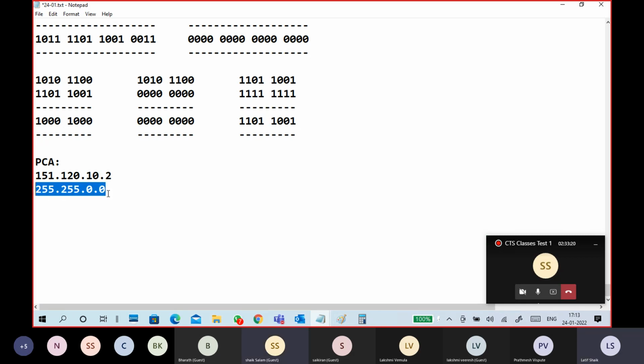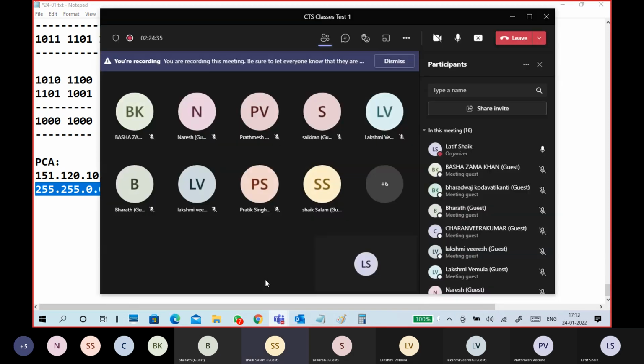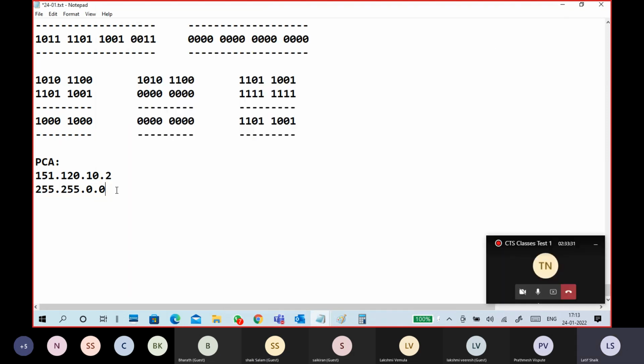So this is class B. Class B subnet mask. Okay, so this is the class B IP address, and I took the class B subnet mask. Now, how to calculate the network ID? You have to convert your IP address and the subnet mask into binary.